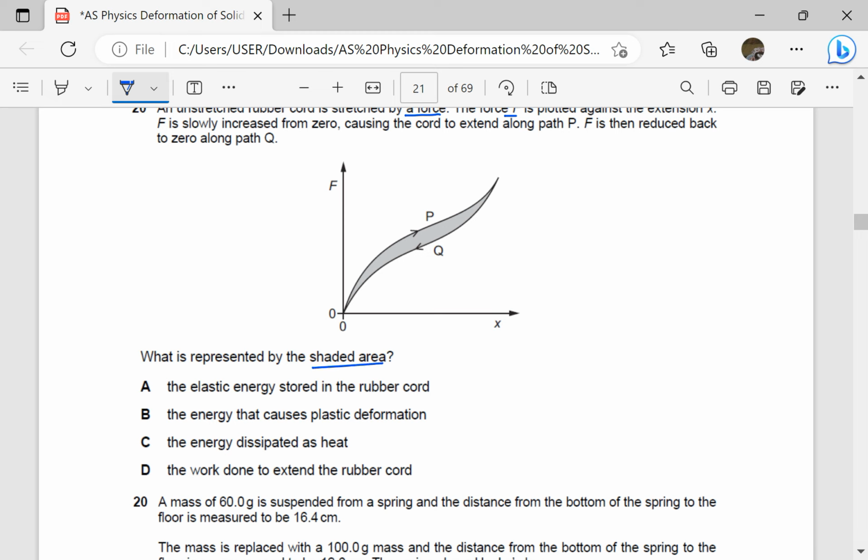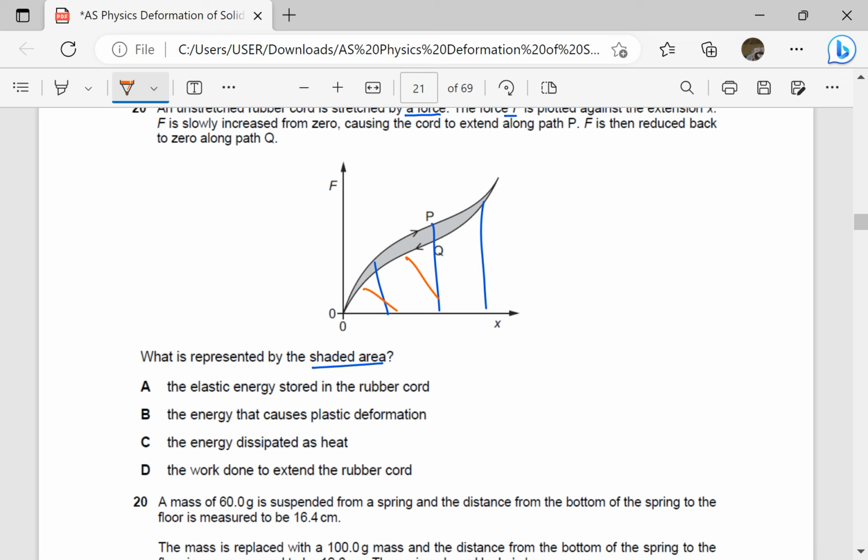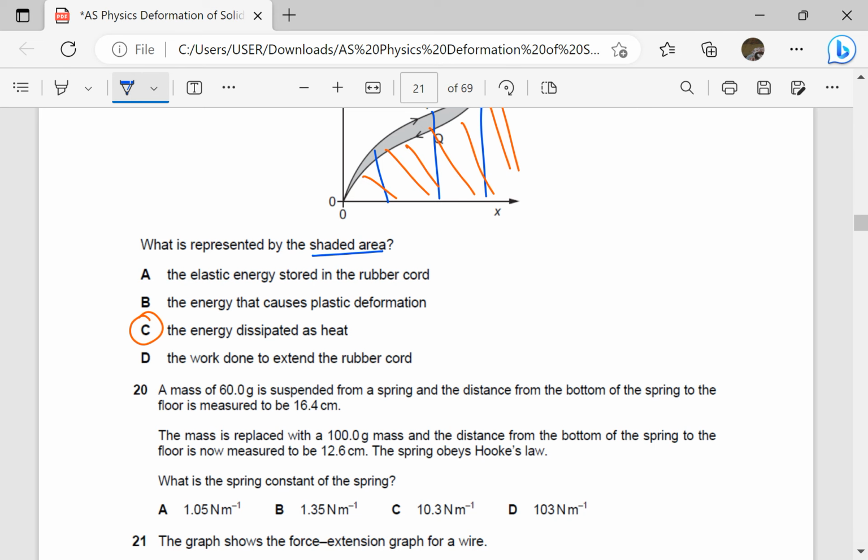The area below P with the x-axis shows the work done in loading. The area below Q with the x-axis shows the work done in unloading. So the area between P and Q shows the energy which is not returned, the energy which is wasted, or the energy which is dissipated as thermal energy. So our answer is going to be C. The energy dissipated as heat is the area represented between P and Q.